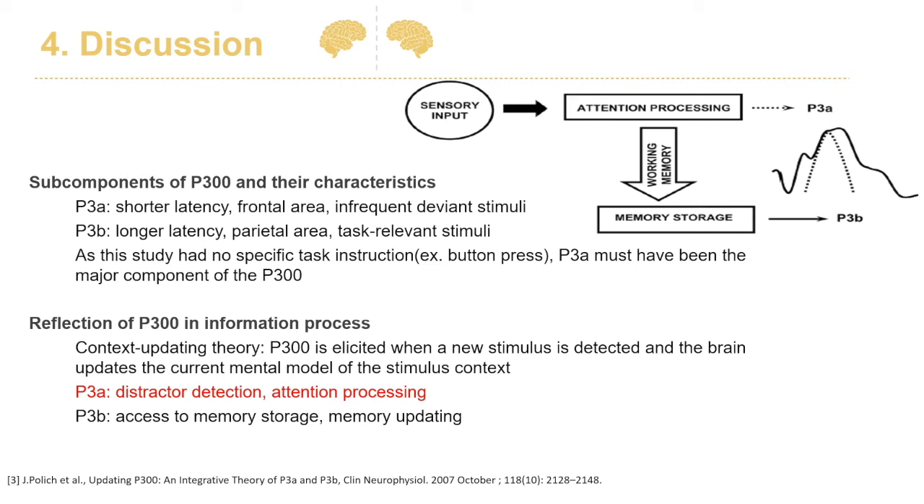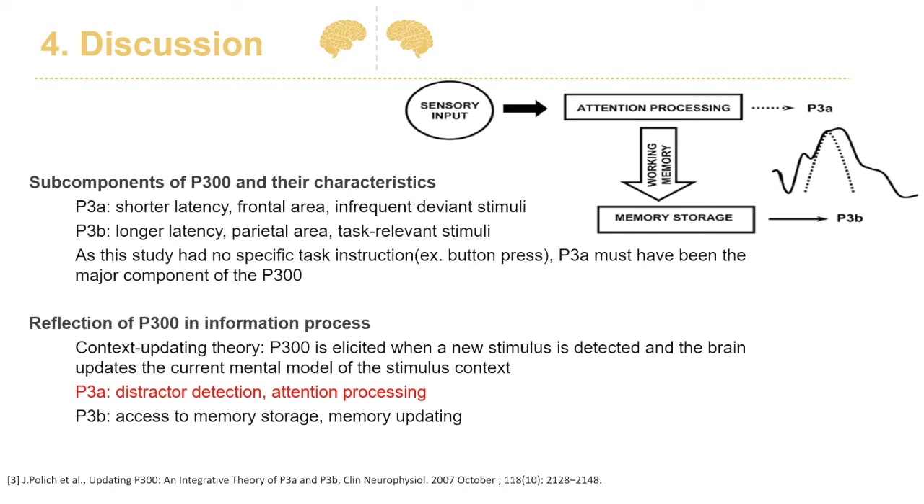In this study, subjects were not subjected to specific tasks. Therefore, it can be seen that P3A is the main subcomponent that makes up the P300 from the previous result. What kind of information processing the P300 reflects is explained by a theory called context updating theory. According to the theory, the brain creates a mental model, a hypothesis for stimuli based on previously accepted stimuli, and the P300 occurs when a new stimulus is recognized and the brain modifies or updates these mental models.